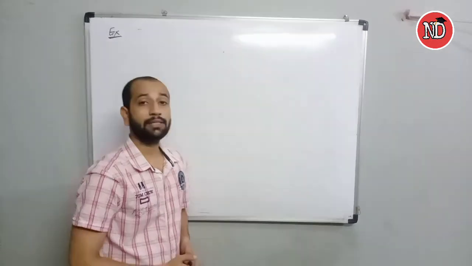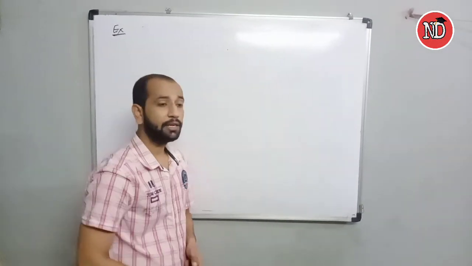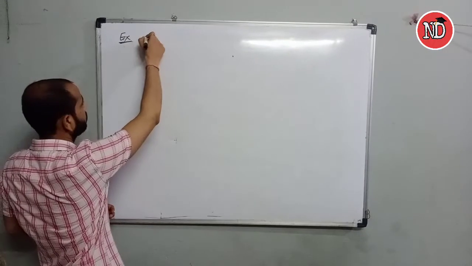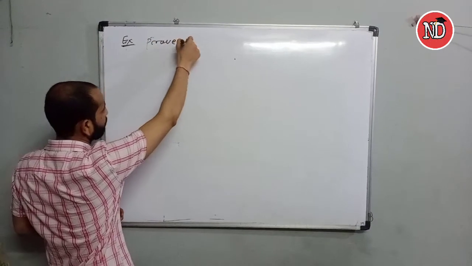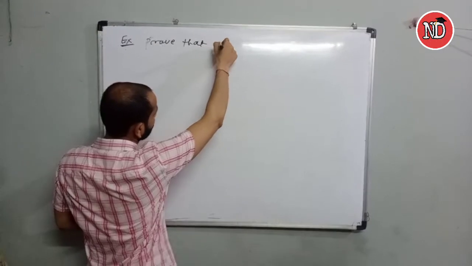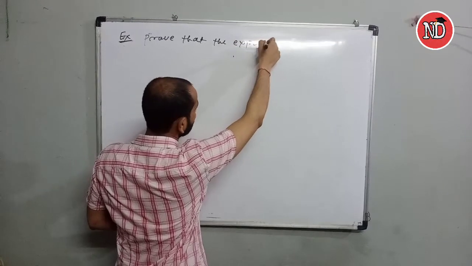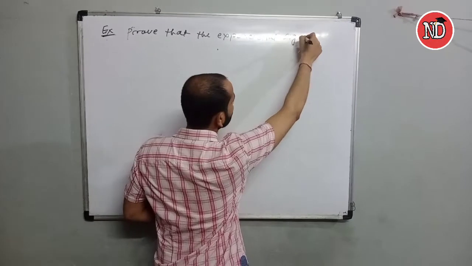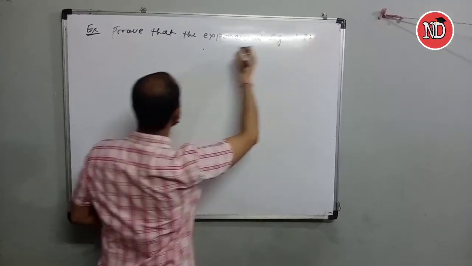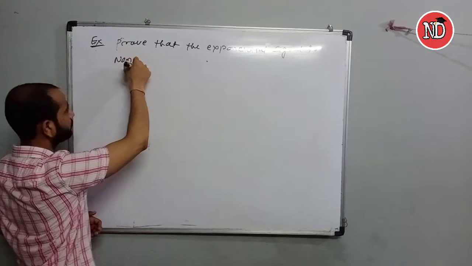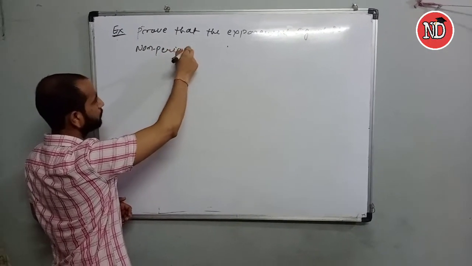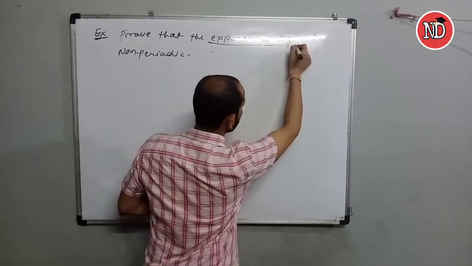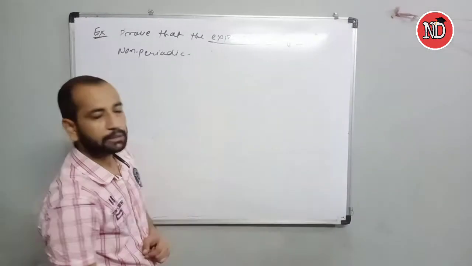Now take another example of the periodicity, whether the signal is periodic or not. So let us see. Prove that the exponential signal is non-periodic. Okay, we have to check the periodicity of the exponential signal.